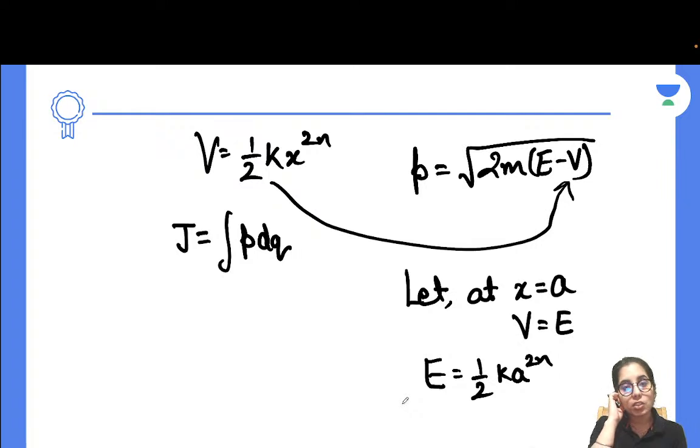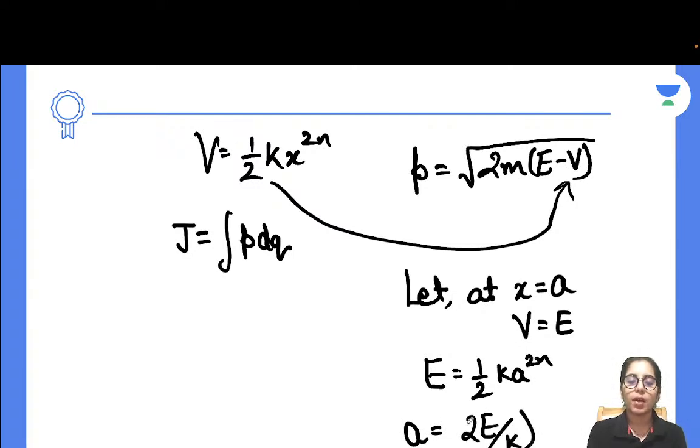But if you are just starting to work on this method, I would say, okay, go step by step. Once you become perfect and have more confidence in this approach, you can quickly take the steps however you find it easy and less time-taking. But you should not make any mistake there. So it is going to be 2E divided by k to the power 1 over 2n. That's a.